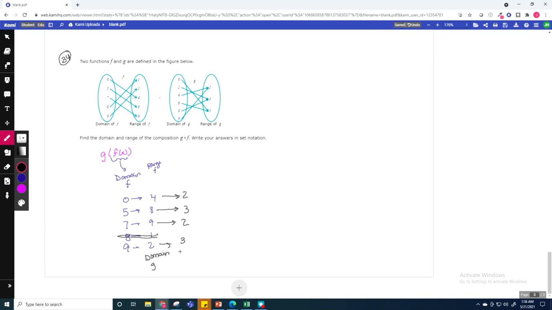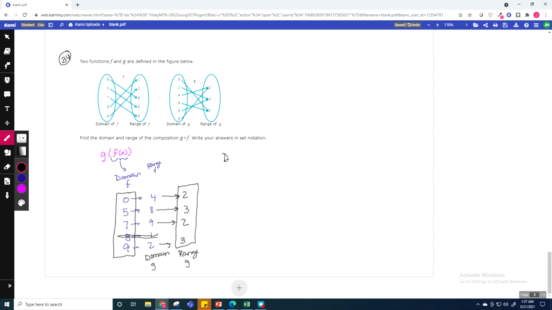Okay, so this is going to be the range, and it's from g, but it is the range that I'm using. So my domain, what I have for the whole composite, this is what I can plug in. And these are the outputs that I have with it, so those are the range.